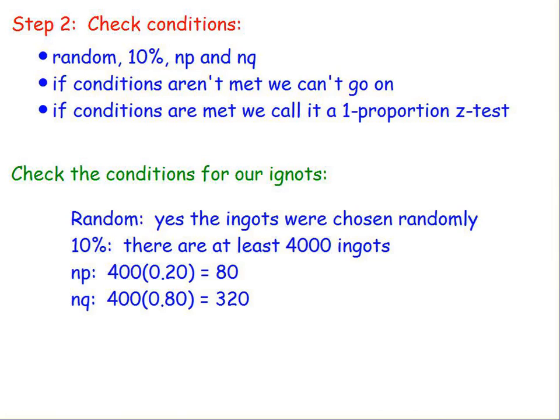For np, we take the 400 and multiply by the 20%, and we get 80. Well, that's bigger than 10. For nq, we take the 400, and 100% minus 20% leaves us with 80%, and those give us 320. So we have met all three of our conditions, and we are good to go on to the math portion. Let's take a look at the next slide.